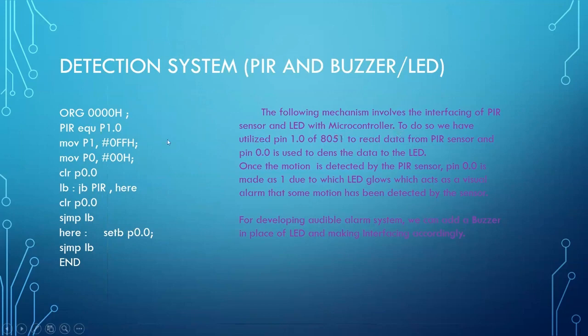Going into the depth of the code implementation, we have utilized pin 1.0 of the 8051 microcontroller to read the data from the PIR sensor, and pin 0.0 is used to give the data to the LED, that is, to switch on and switch off the LED once motion is detected. And this was the last module.